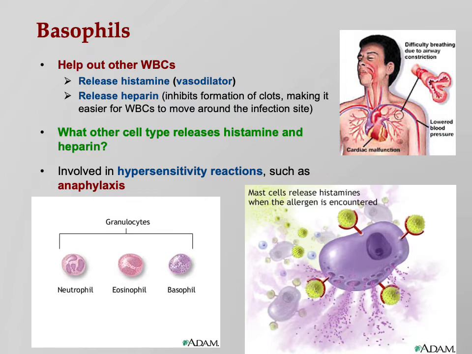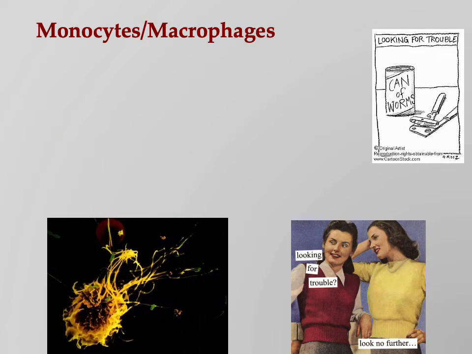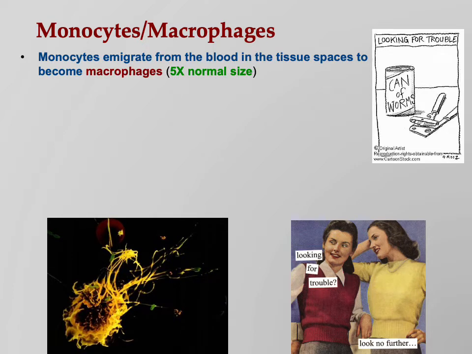So basophils, you know, they help, but sometimes they're the ones who kind of go a little bit out of control, all right? Then monocytes, macrophages. So remember, monocytes emigrate from the blood into the tissue spaces to become macrophages. They enlarge to like 5 times their normal size. Diapedesis, and then positive chemotaxis.